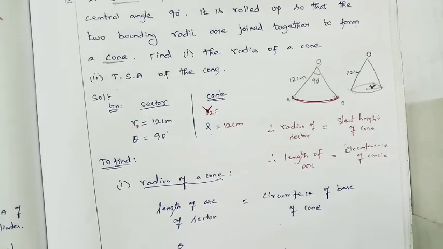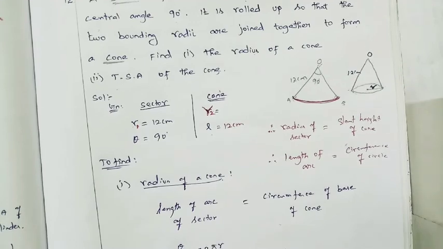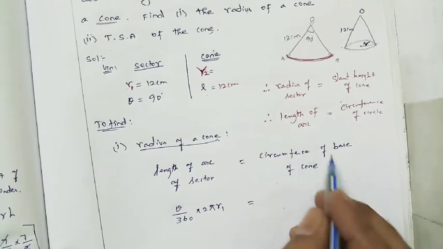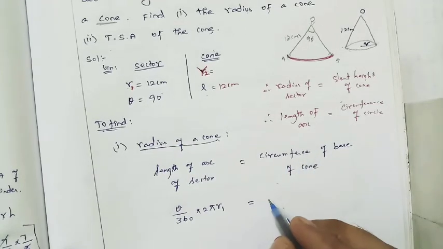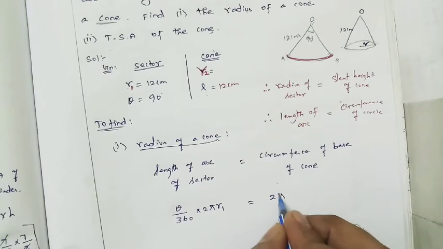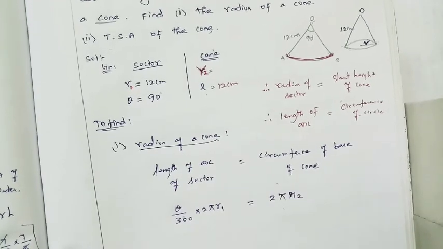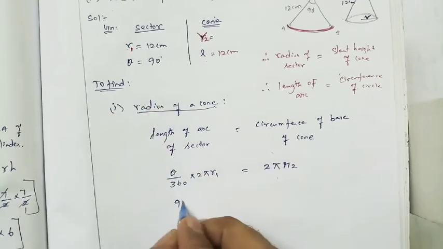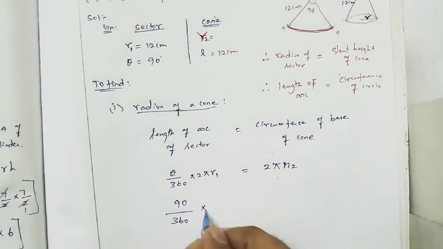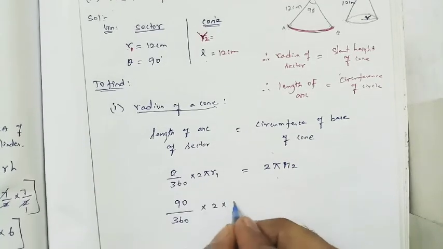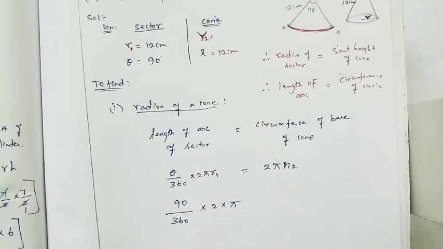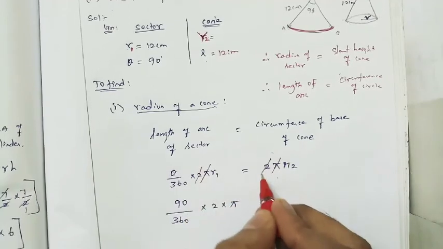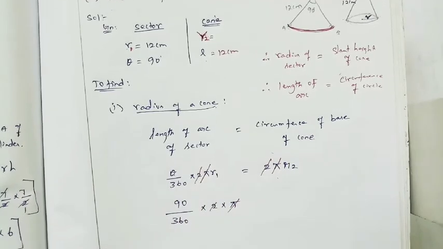Theta divided by 360 degrees into 2 pi R1 is equal to the circumference of the base of a cone. What is the circumference of the base of a cone? The formula is 2 pi R2. Substitute the values and simplify. Theta value is 90 degrees, so 90 divided by 360 into 2 pi R1. In the LHS and RHS we are having pi and 2, so directly we can cancel the pi and the 2.